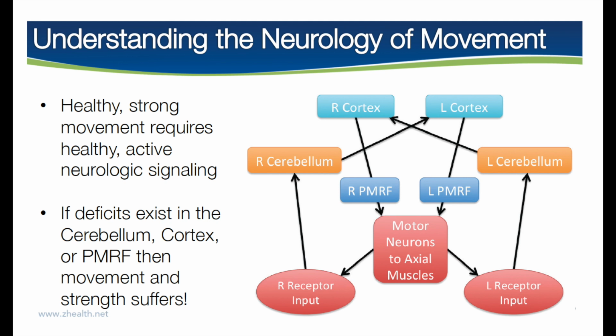So healthy, strong movement requires healthy, active neurological signaling, intact neurology. So if we have deficits in the cerebellum, the cortex, the PMRF, for example, movement, strength, balance, coordination, all of these things suffer.